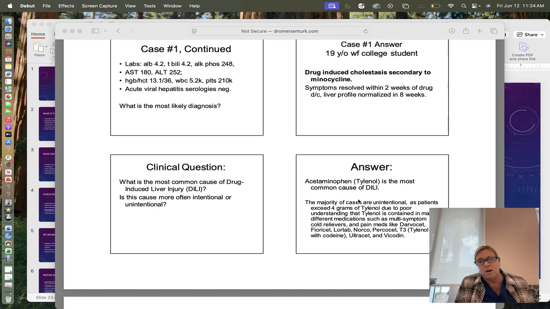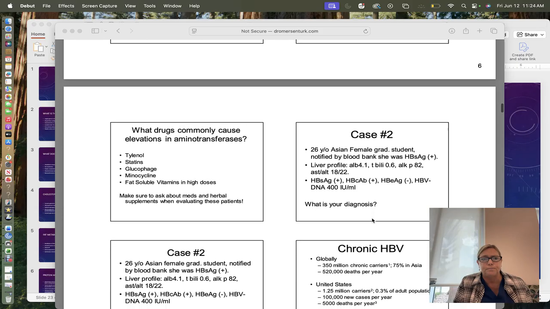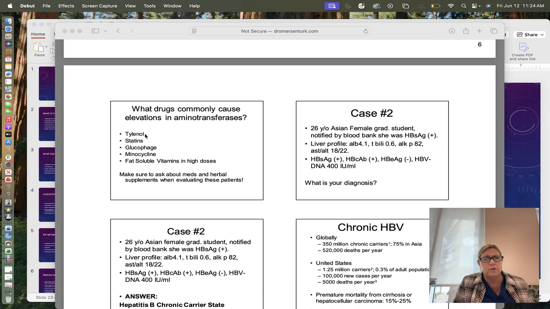So believe it or not, the most common cause of drug-induced liver injury is Tylenol because it's over the counter, it's so easy, and we use it for a lot. And we have to remember also that it's in multi-symptom cold relievers. And then our narcotic ones like Tylenol with codeine, Percocet, Vicodin, it's in that too. So Tylenol, statins can increase it. We do check liver enzymes when they're on statins.